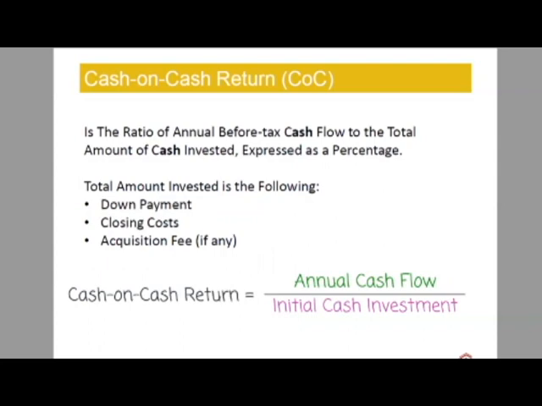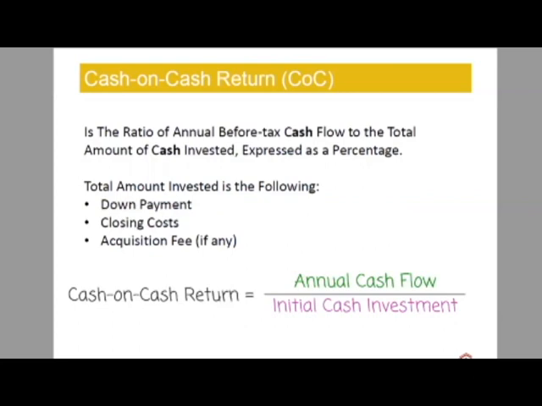Cash on cash, or COC. This is another one in the Holy Trinity. It is the cash on cash return. This is the ratio of annual before tax cash flow compared to the total amount of cash invested, expressed as a percentage. So I'm looking at the before tax cash flow to the total amount of money I had to invest. Now, this is where some people get kind of confused.